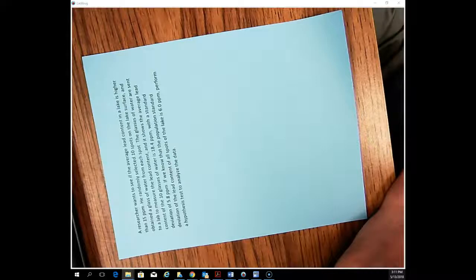All right, so here let's look at the example. A researcher wants to see if the average lead content in the lake is higher than 15 ppm, parts per million. He randomly selected 10 spots on the lake surface and obtained a glass of water from each spot. The glass water are sent to a lab to measure the lead content, and it shows the average lead content of the 10 glasses of water is 18.4 ppm, with a standard deviation of 5.8 ppm. If we know that the population standard deviation of the lead content of all the spots of the lake is 6.0 ppm, perform hypothesis test to analyze the data.